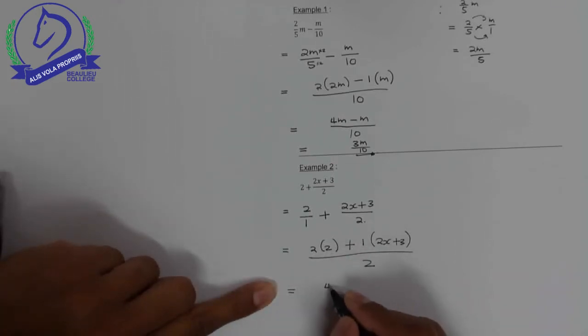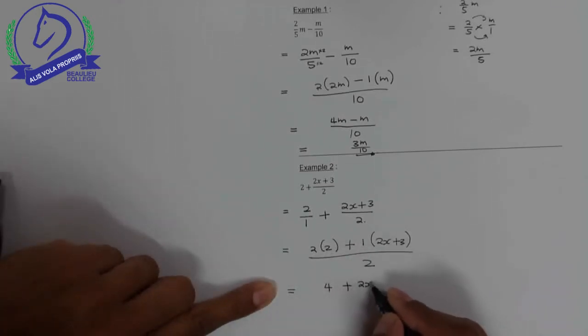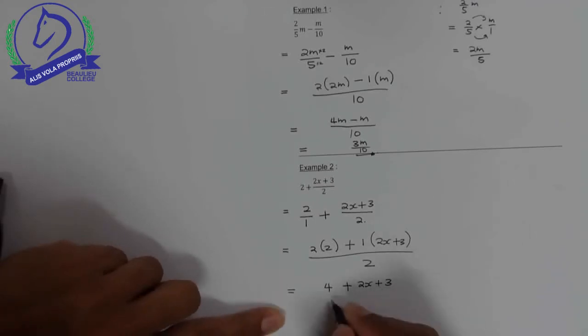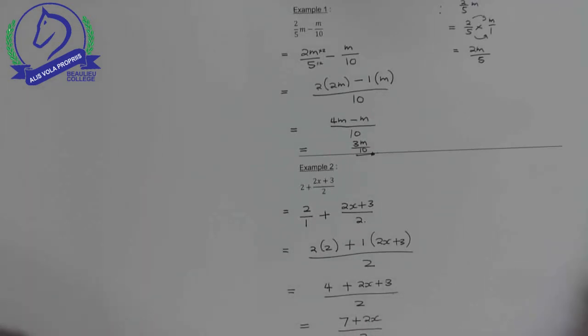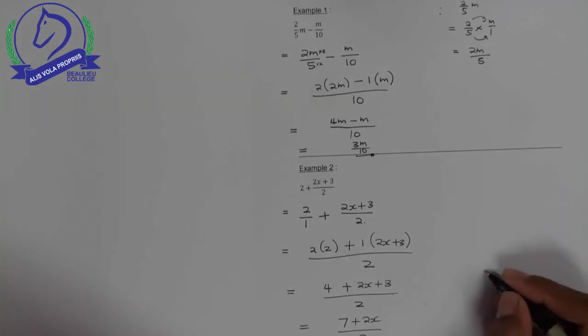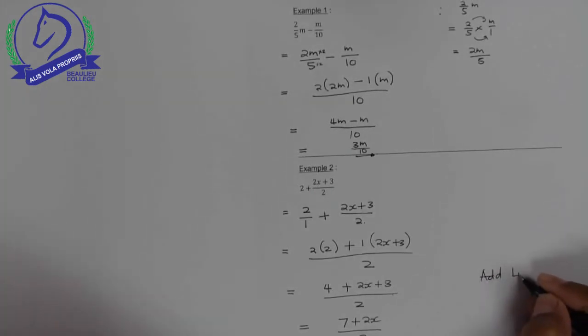2 times 2 is 4 plus 2x plus 3 divided by 2. If they are like terms, you add, so that's 4 plus 3 is 7 plus the 2x divided by 2. There we go. So don't forget to add like terms.